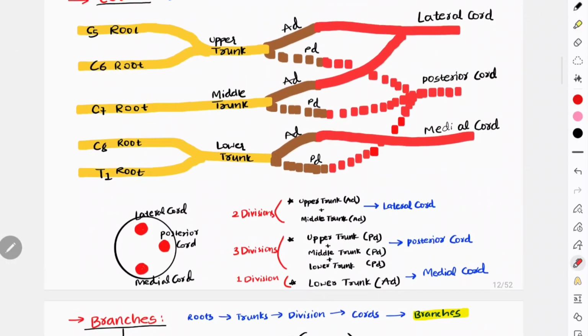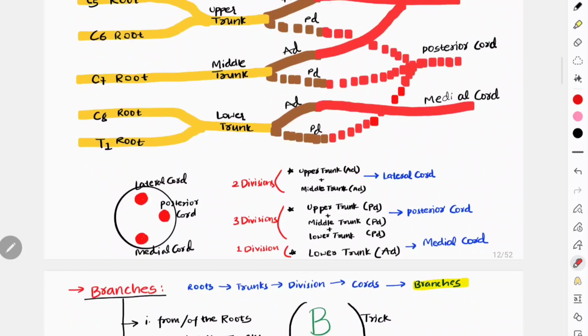So if you see the cross-sectional view, you can visualize it like this. This is the lateral cord, this is the medial cord, and the posterior cord. If you take this as the neck and the cross-section at the axilla, you can see the lateral cord, posterior cord, and the medial cord, and see the two divisions, three divisions, one division, right?